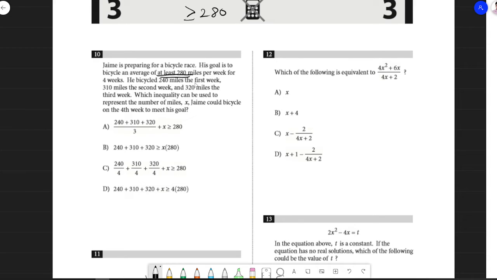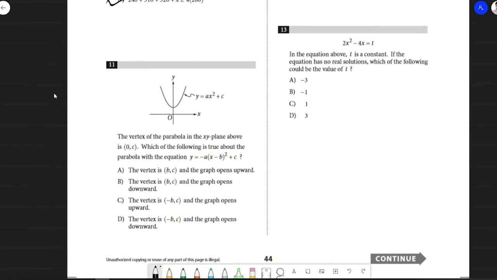Now for 4 weeks, three values are given, so 240 plus 310 plus 320. Let's say the number of miles for the fourth week is x. So I can write it as the sum plus x divided by 4, because we are doing an average. So this option is not possible, this is also not possible, and this is also not possible because it should be divided by 4 here. So option D is correct, because I can send this 4 to the right hand side. That means I can multiply the inequality by 4.